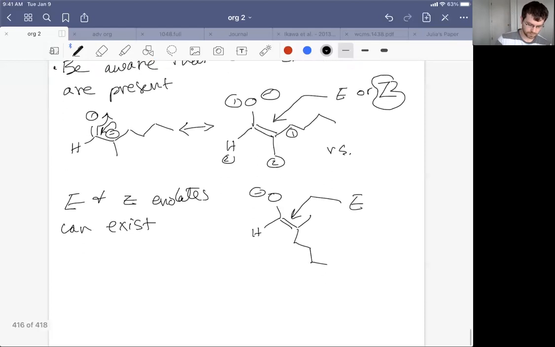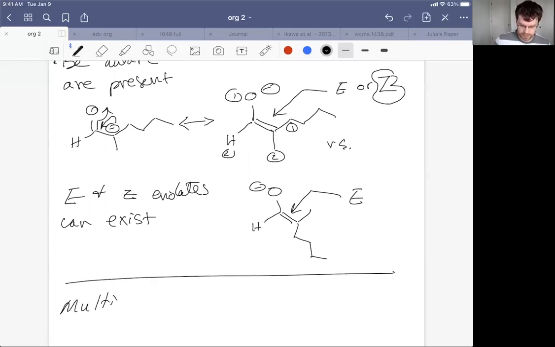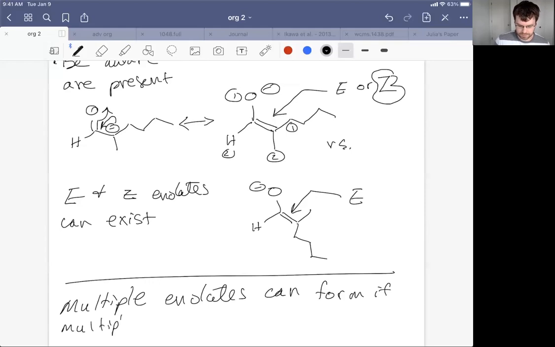Okay. So we need to be aware that the aldehyde hydrogen does not react with the base. That's something we need to worry about. We need to not mess that up, that we're not deprotonating the aldehyde hydrogen. Now, what we don't need to worry about, but just be aware of, is that you can have E and Z enolates. Okay, so let's also recognize, and this is something I want us to worry about, that multiple enolates can form if multiple alpha carbons are present.